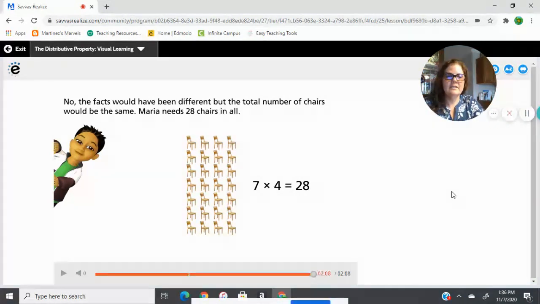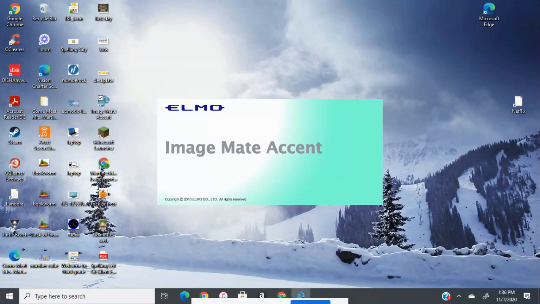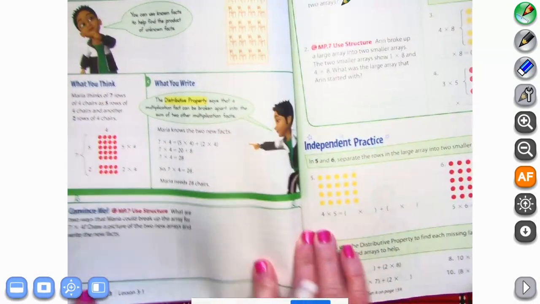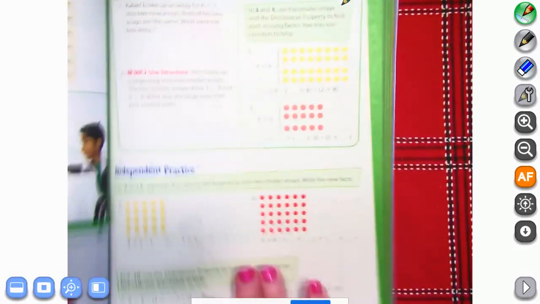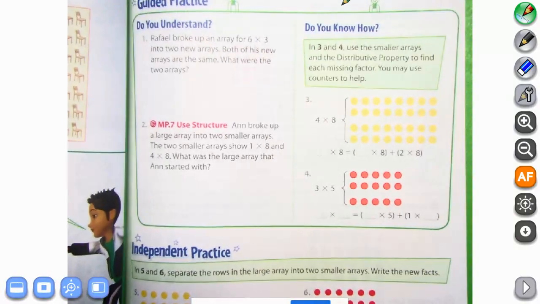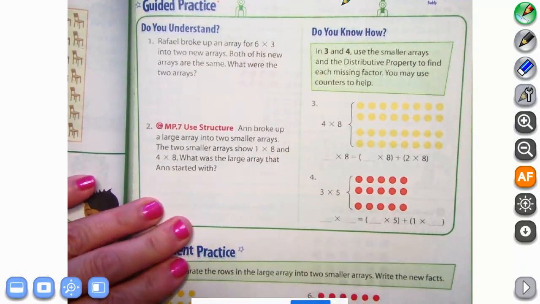All right, let's go back to our camera. All right. So let's go ahead. I'm just going to skip the convince me, just because I worry about it getting a little too long here, since we did the first few pages. Okay.